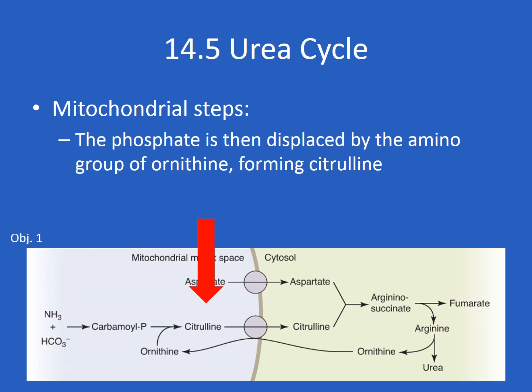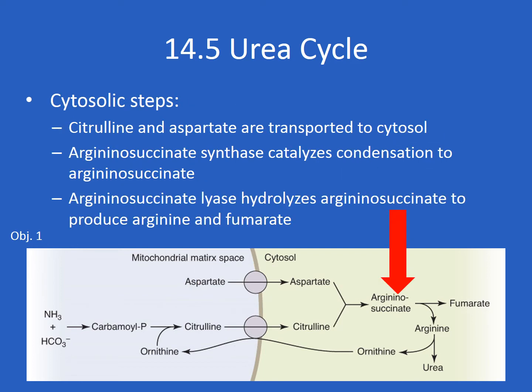So just to recap the mitochondrial steps, ammonia plus bicarbonate and ATP form carbamoyl phosphate, which then becomes citrulline through a reaction with ornithine. So remember, citrulline and aspartate are directly transported from the mitochondria to the cytosol. And there, an enzyme called argininosuccinate synthase, say that 5 times fast, catalyzes the condensation of these two together to form argininosuccinate. Argininosuccinate synthase synthesizes argininosuccinate.